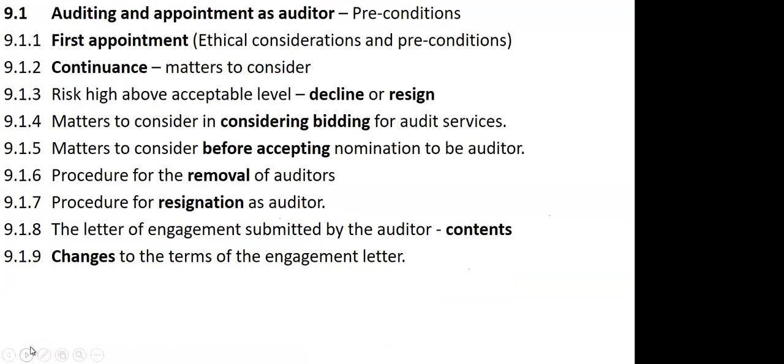Okay, and so in terms of appointment of auditors, there are preconditions that are required to be met, meaning if these preconditions are not met, then the auditors should not what?